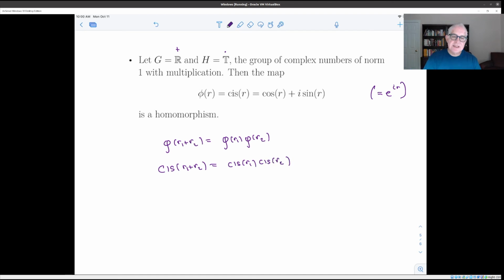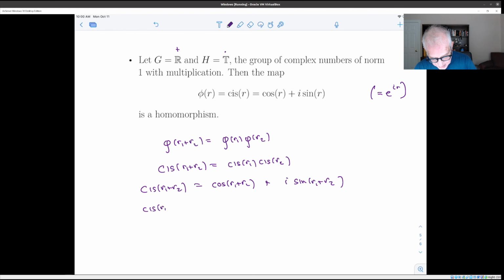Now, this is the fundamental property of the cis map, and we've seen it before, but just to make it completely obvious what's going on, cis of r1 plus r2 is cosine of r1 plus r2 plus i sine of r1 plus r2. And cis of r1 times cis of r2 is cosine r1 plus i sine r1, times cosine r2 plus i sine r2.